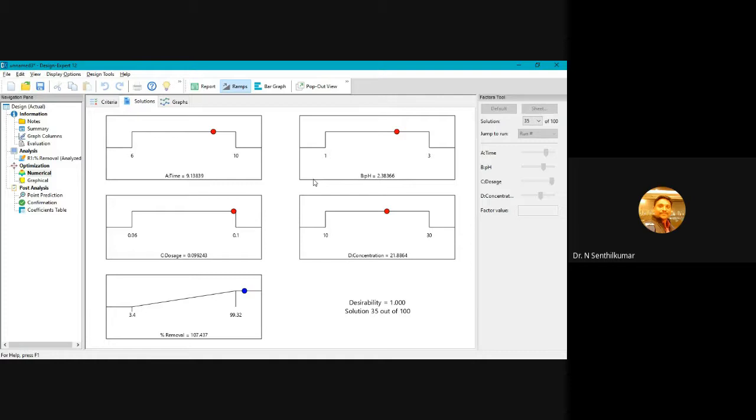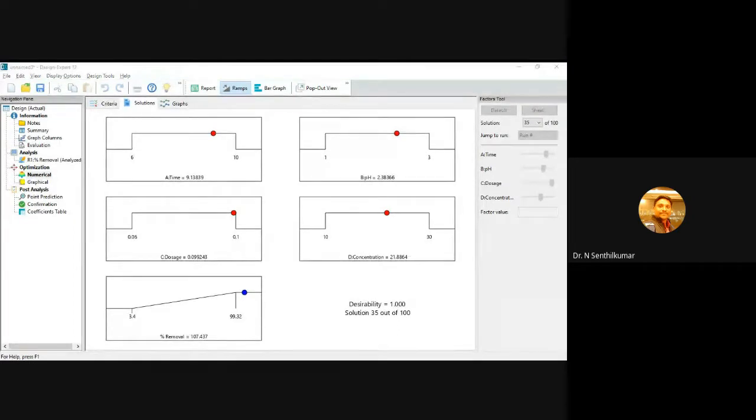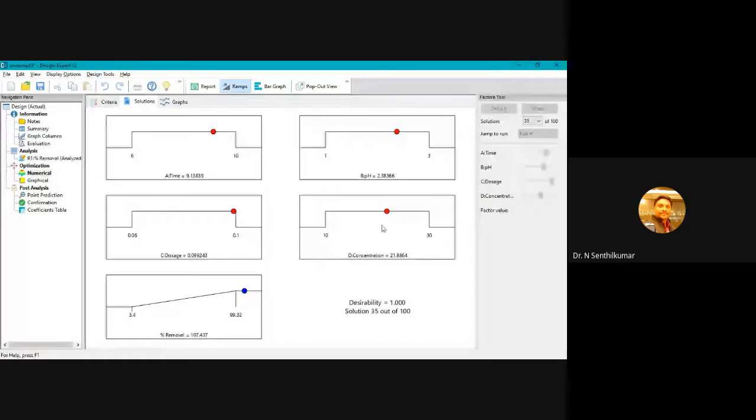Similarly, we have different outputs, then the multi-objective optimization is also possible with this. So if you have any doubts in this response surface methodology, now you can ask me. So it is above the limit, no, 99.32. It's acceptable? Yes, ma'am. Yes, it is also possible with this dosage. So it is the maximum possible.